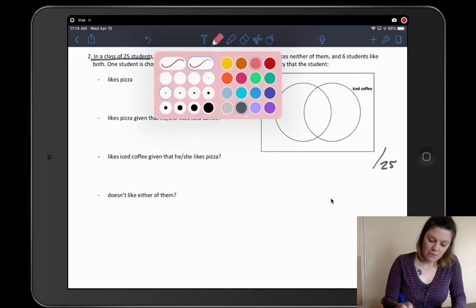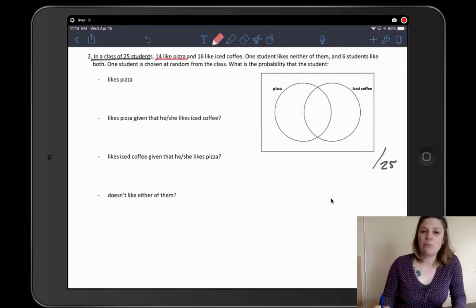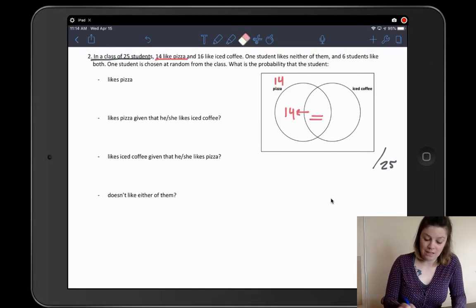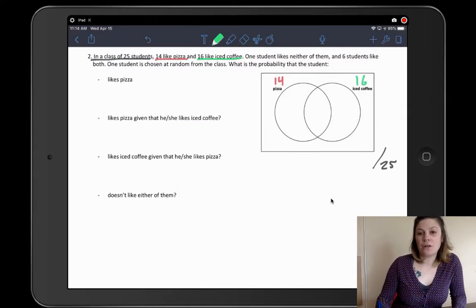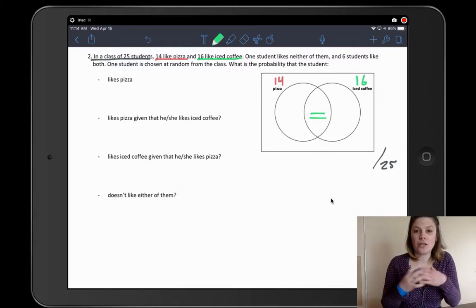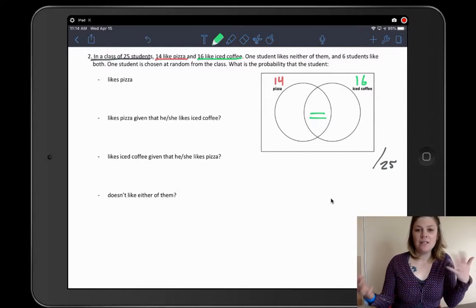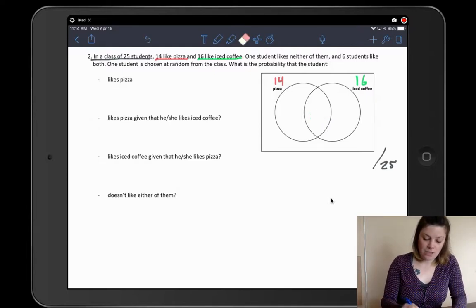All right, the next thing we're looking at is 14 students like pizza. So I'm going to put the 14 up here. I don't want to put the 14 here because that would mean this is only pizza, right? That does not include the people in the middle that like pizza and iced coffee. So 14 goes up in the corner. And then we have 16 that like iced coffee. So again, I'm going to put this up in the corner by the label iced coffee so that I know it's everyone. Remember, in here is the overlap, people who like iced coffee and pizza, and we don't know that yet. We gotta keep reading.